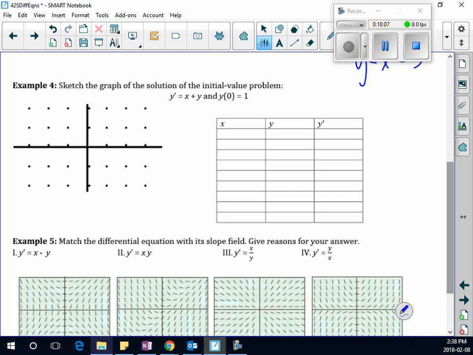Okay, so sketch the graph of the solution of the initial value problem. So y prime is equal to x plus y, and y of 0 is 1. So we're going to plot (0, 1). It has to go through there. That's my initial condition. We got it?